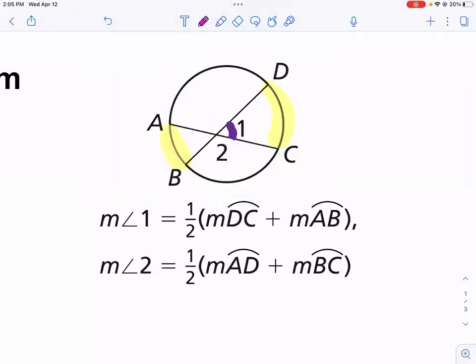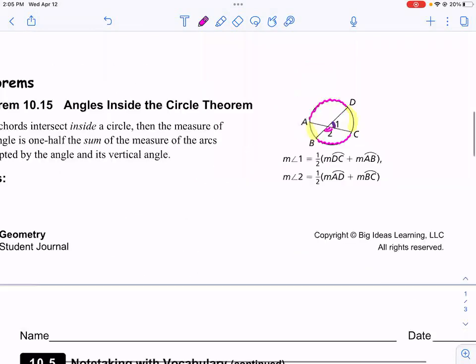If I want angle 2, I could take these two pink arcs and add them together, divide by 2. Okay, that is what that is saying. So we're going to draw a picture.